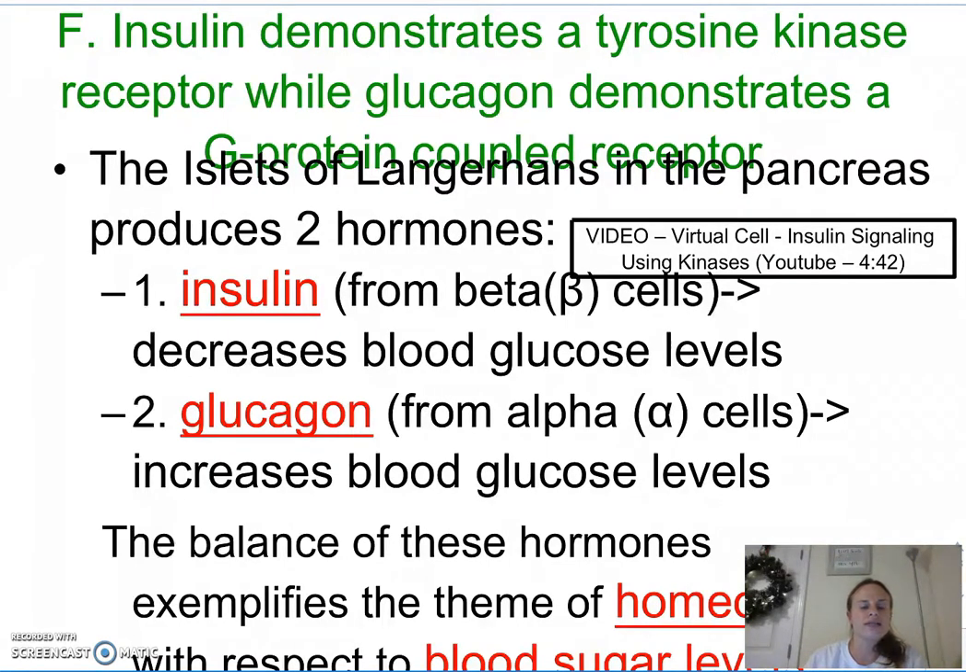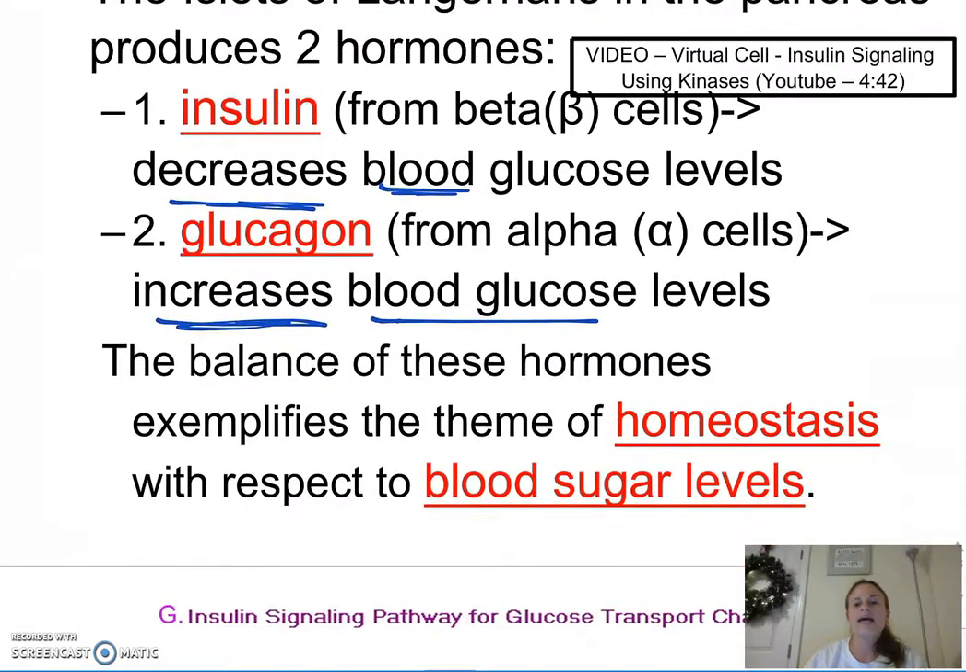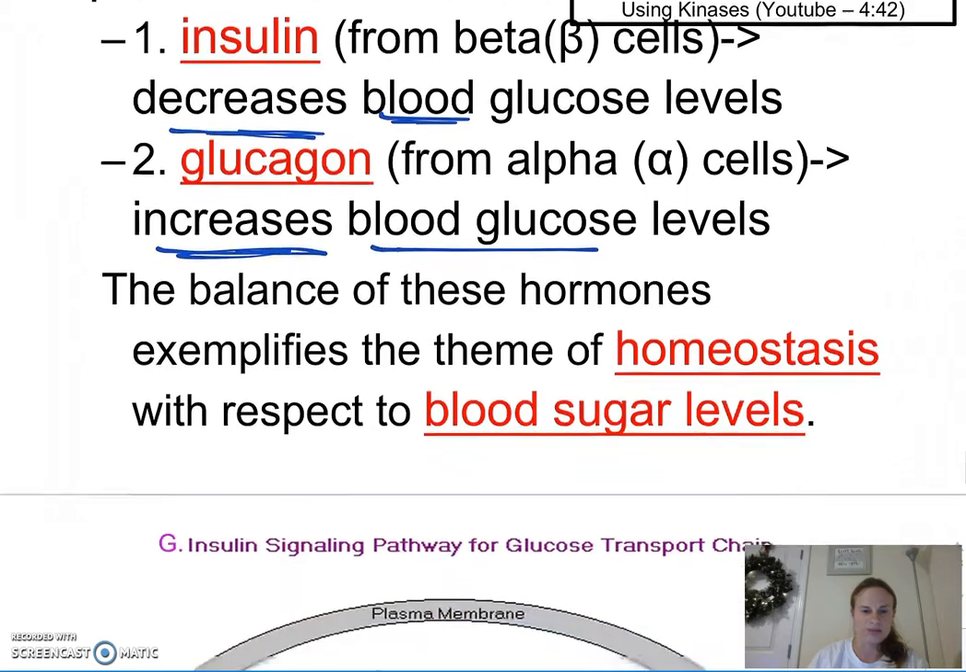Insulin comes from beta cells, and insulin is going to decrease blood glucose levels. In other words, your cells are going to uptake that glucose, whereas glucagon increases blood glucose levels. Let's say, for example, you haven't eaten in a while, so it's going to enable blood sugar levels to increase. This balance of hormones enables homeostasis with respect to those blood sugar levels.